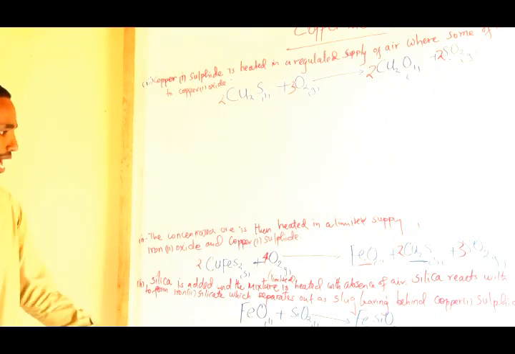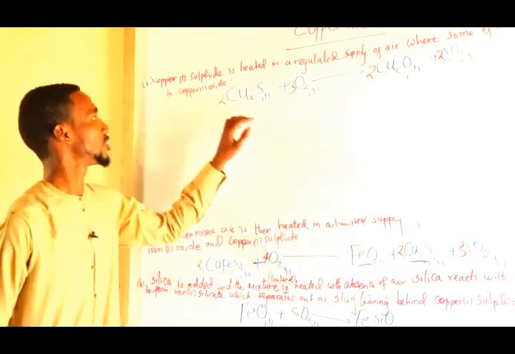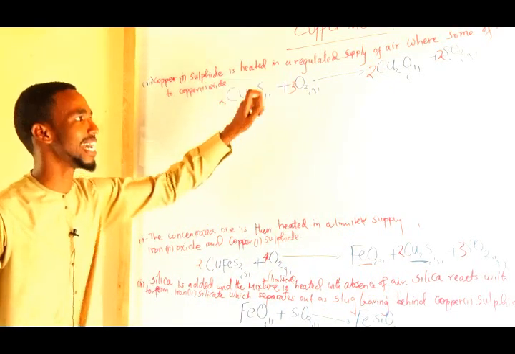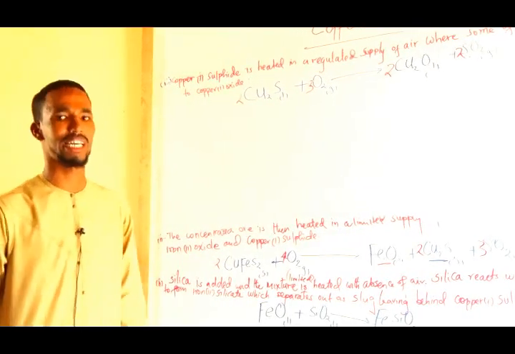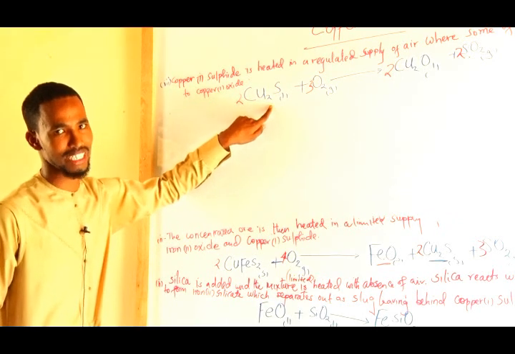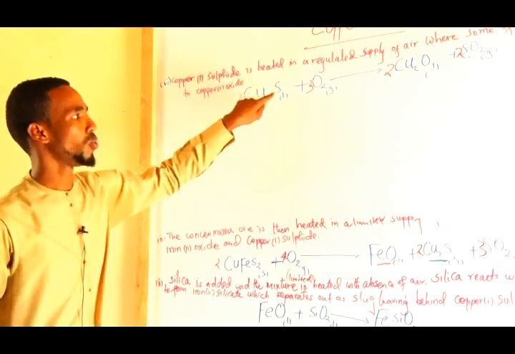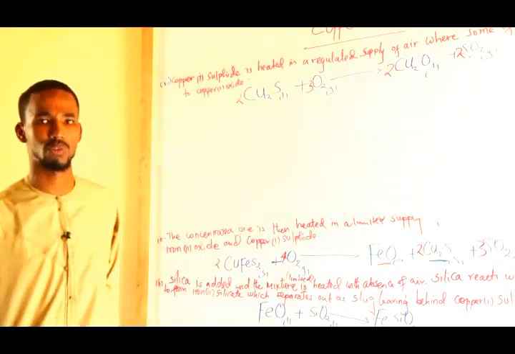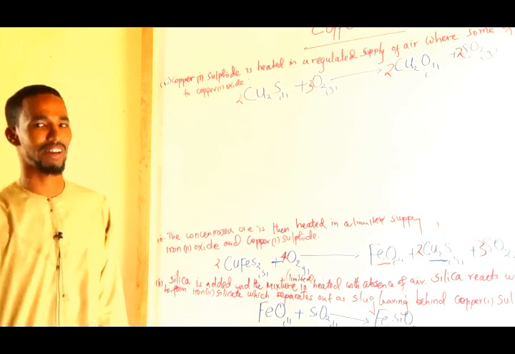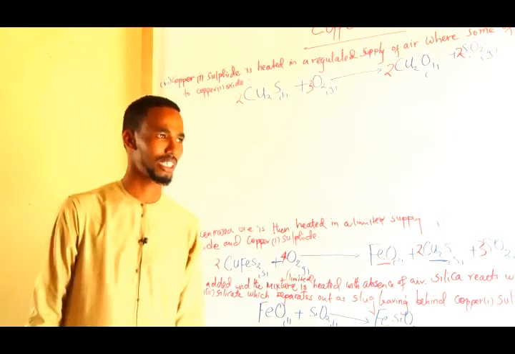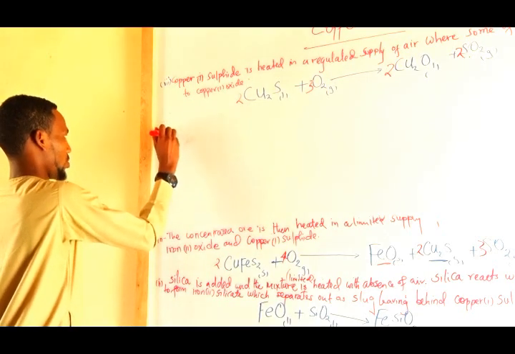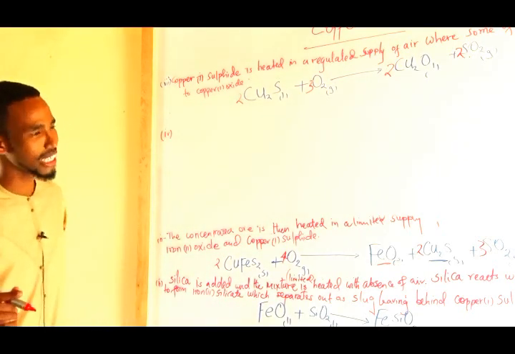We said we had only copper 1 sulfide. So the copper 1 sulfide that you had is heated in a regulated amount of air. When it's heated with air or oxygen gas, some of it will be converted to copper 1 oxide, and then sulfur 4 oxide gas is produced.